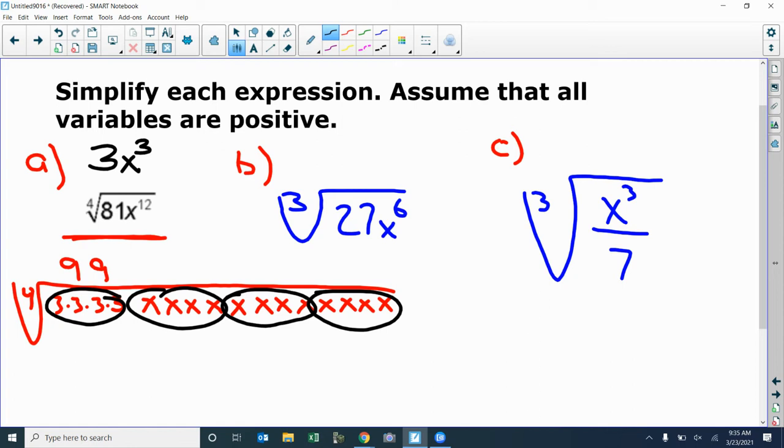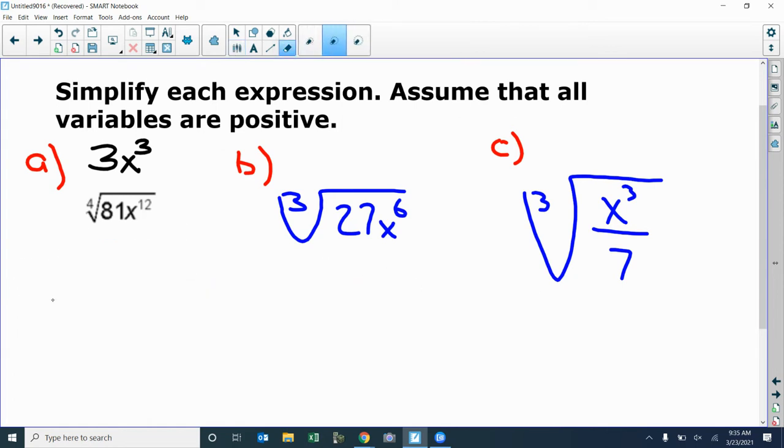What do I need? Sets of what? Sets of 3. Okay? Do I have any sets of 3s in the numbers? 27 would be 3 times 3 times 3. That worked out well. And I have a bunch of x's, enough to take out. So the answer here is going to be 3x squared. Was there anything left over? No, we were good to go.